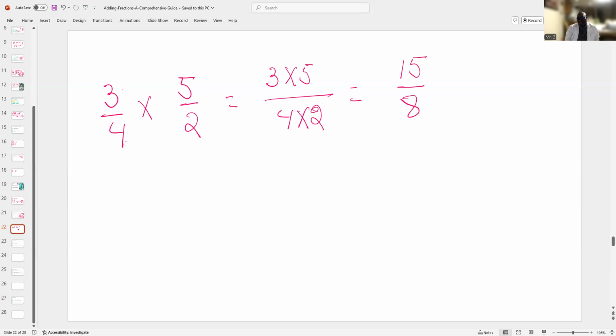What kind of fraction is this? It's an improper fraction. So you have to convert it. 8 go to 15, how many times? 1. So the difference between 15 and 8 is 7.